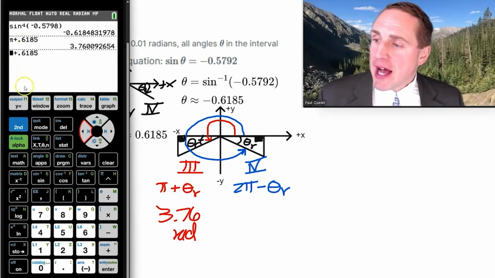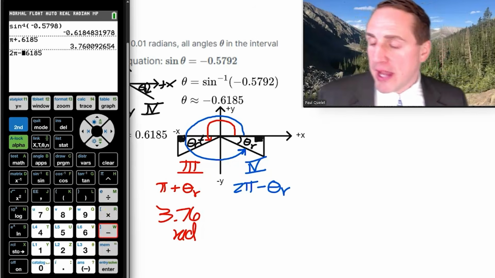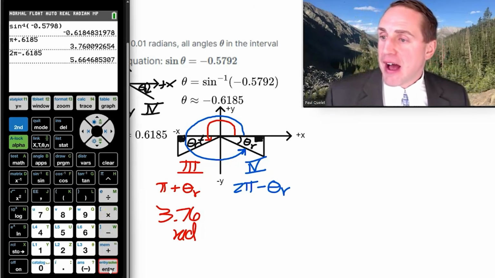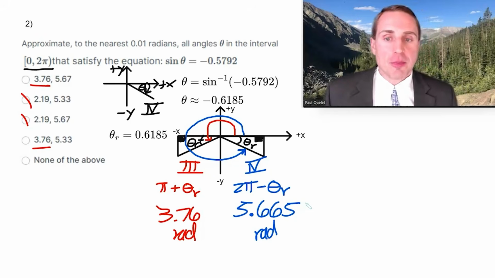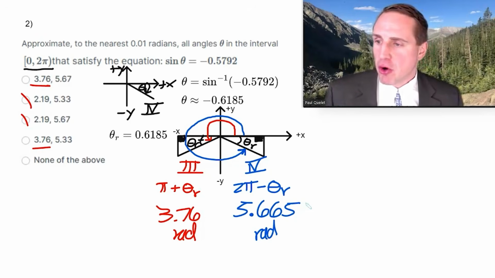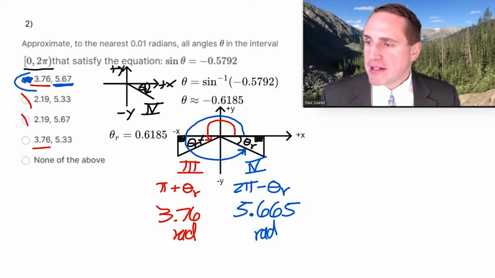So I went up here and recopied this line, but I'm going to go into insert mode, put a 2 there, it's 2 pi, and then I'm going to change out of insert mode to overwrite mode and go minus. It's 2 pi minus 0.6185 radians. And that gives us 5.665 radians. And then notice that's going to be our other angle in standard position. So 5.665 rounds to 5.67. So I think that's going to be this. So we have the first choice up here for our correct answer.